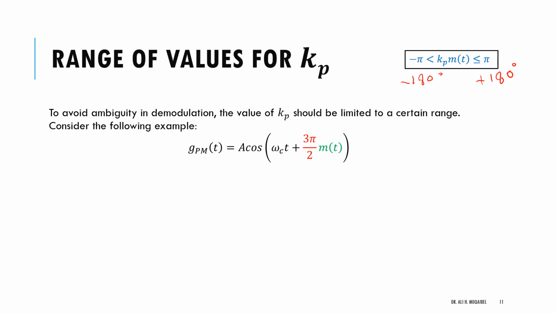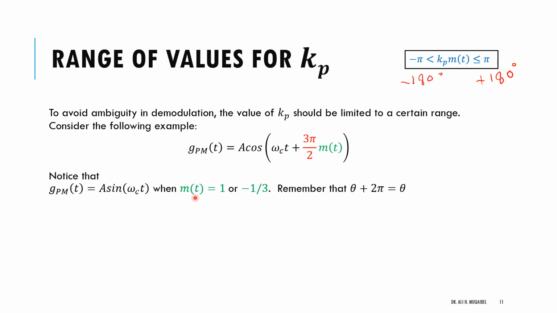I just chose Kp to be 3 pi over 2, and the message can take different values. So what if the message equals 1, or if the message equals minus 1/3? If the message equals 1, you get 3 pi over 2, that's like 270 degrees. Similarly, if the message equals minus 1/3, and you substitute, you get minus pi over 2, which is minus 90 degrees, the same angle. So different messages result in the same angle.